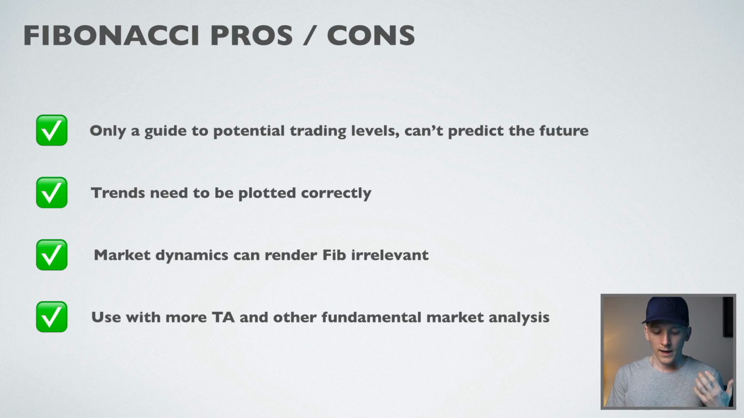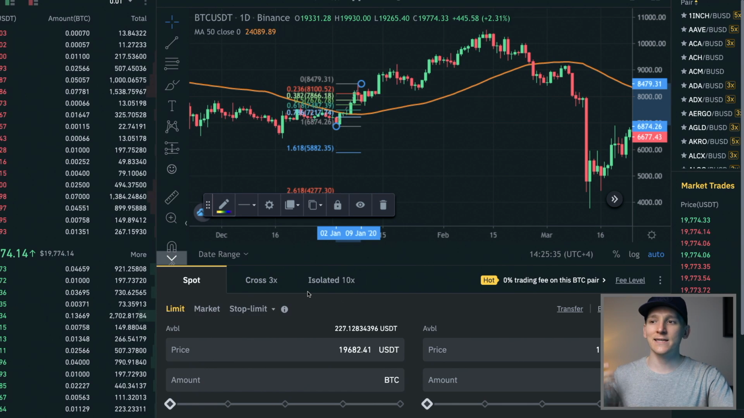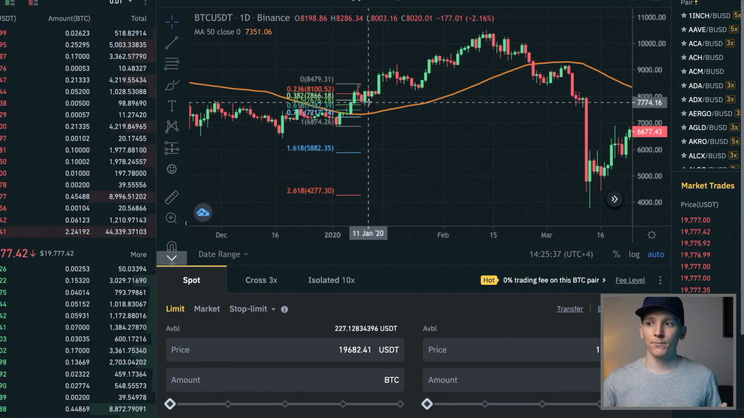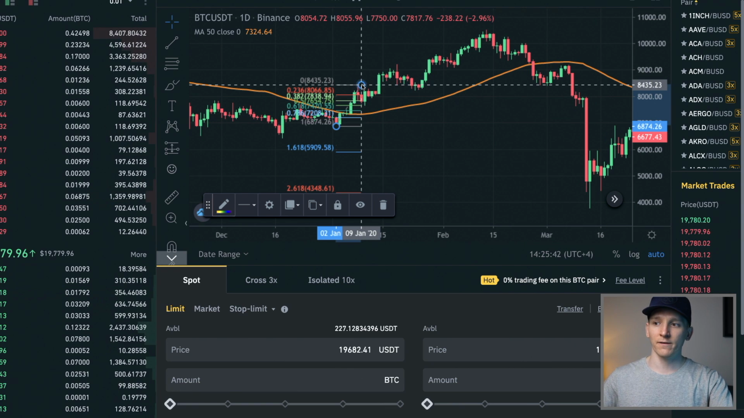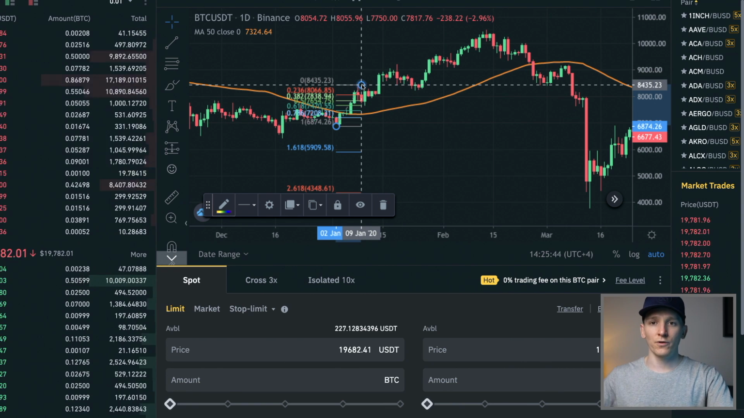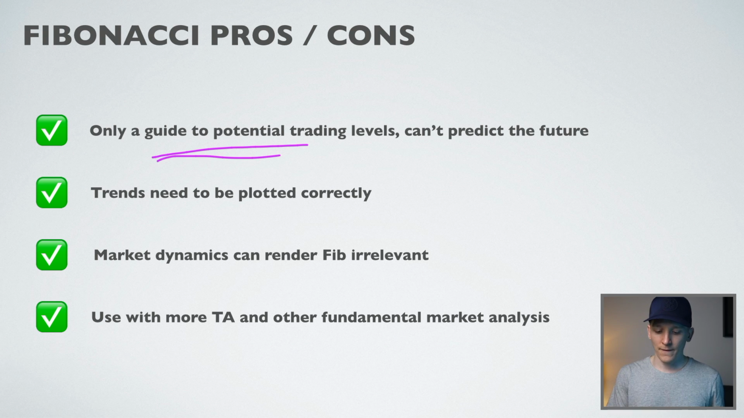Fibonacci is great to use, but it has a load of limitations as well. It's only a guide to potential trading levels. It's not going to be perfect, and there are easy levels you can see after the fact. But when you're trading, the hardest thing is trying to actually put it on the chart in the first place and be confident that the trend is going to continue. So that's difficult, and in the real world, you're not going to get that right all of the time, and so fib isn't perfect. Trends need to be plotted correctly.